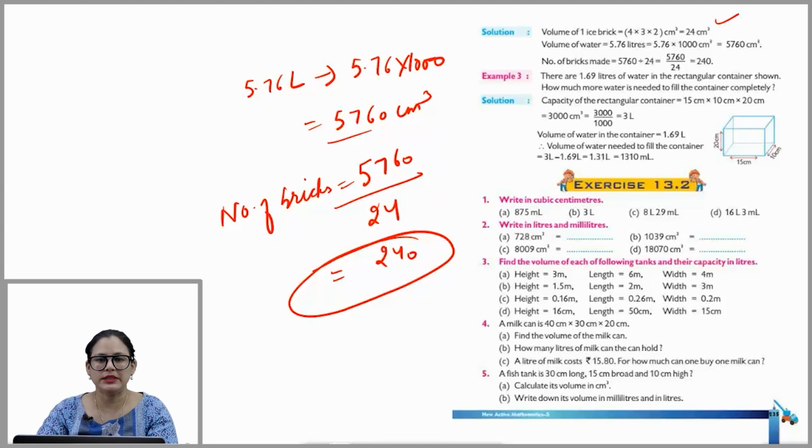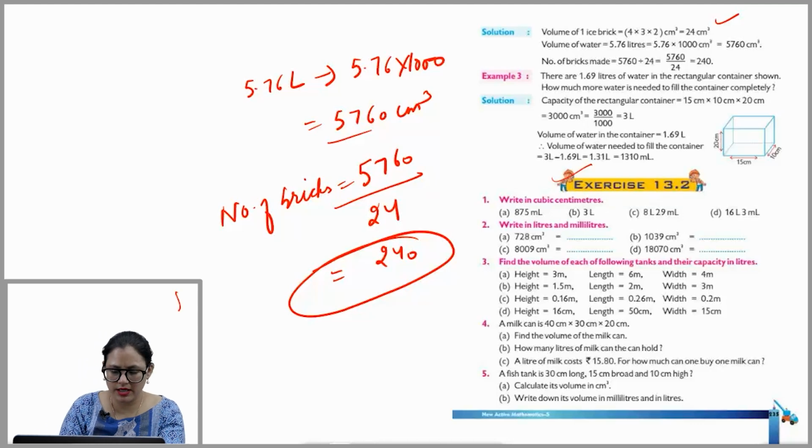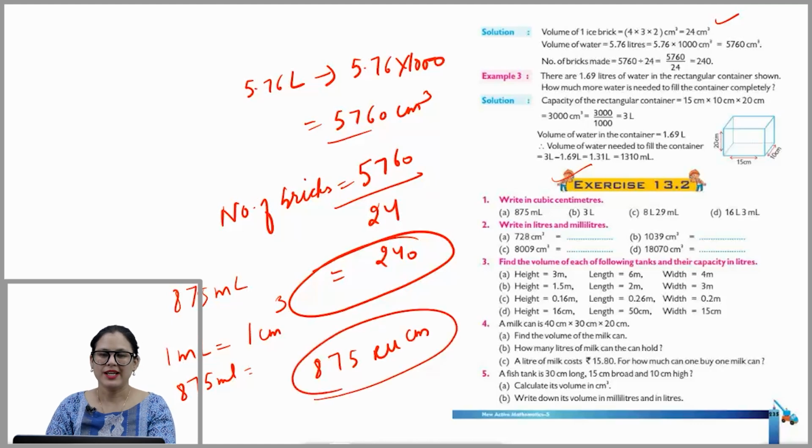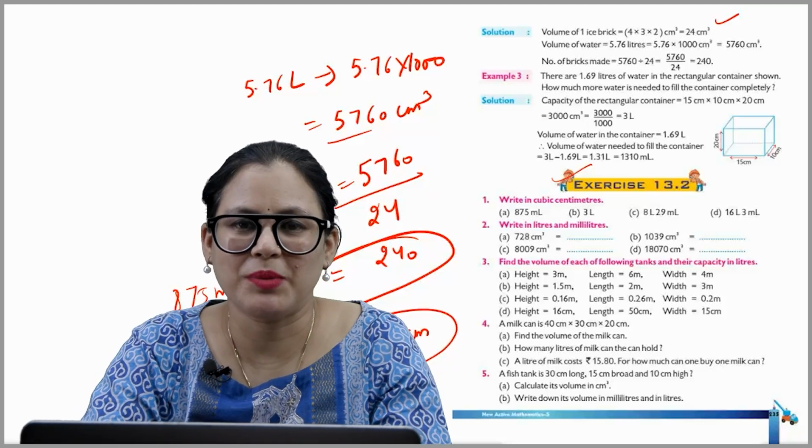Similarly, you will do example 3 also. Let's do exercise 13.2. Write in cubic centimeters: 875 ml. You know 1 ml is equal to 1 centimeter cube. Then 875 ml will be 875 cubic centimeter. Right, students? Now you will do practice of the remaining questions.